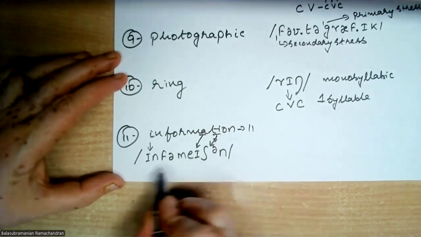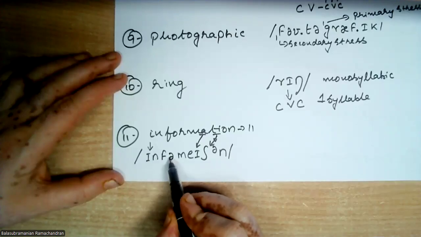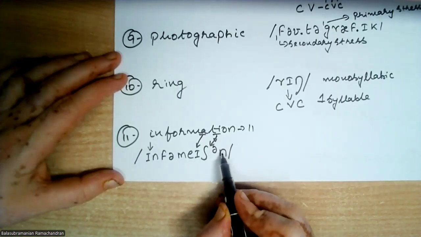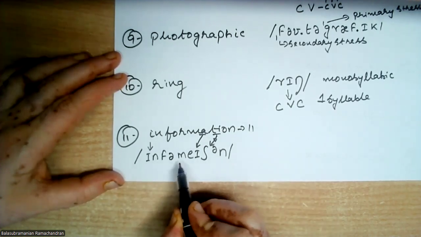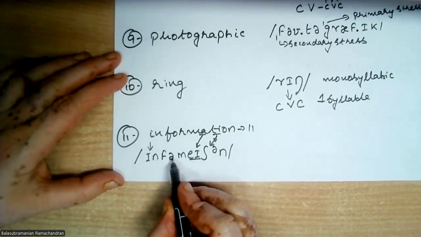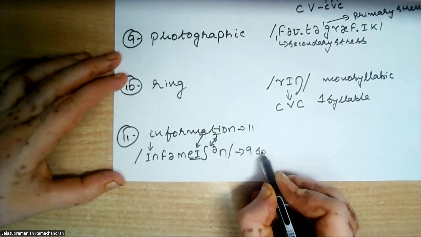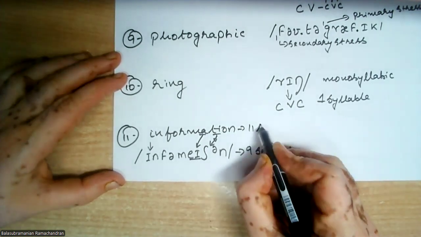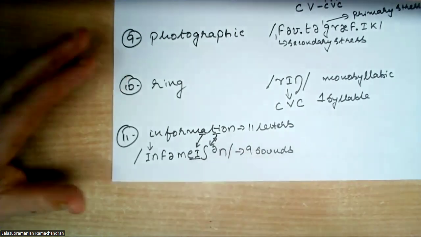Let me just complete the transcription. 1, 2, 3, 4, 5, 6, 7, 8, 9. Why do we count it like this? So this is one vowel sound. That's clear. 1, 2, 3, 4, 5. Diphthong. This is one sound. So 1, 2, 3, 4, 5, 6, 7, 8, 9. There are 9 sounds, but 11 letters. So there is no one-to-one correspondence between the letter and the sound.